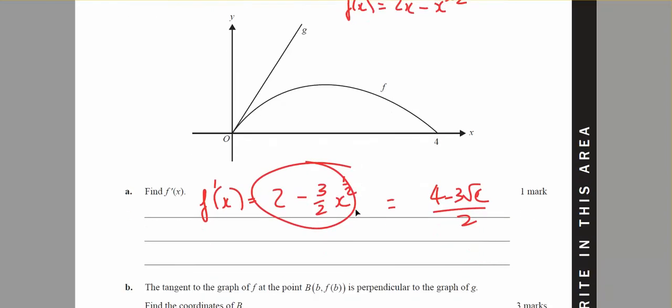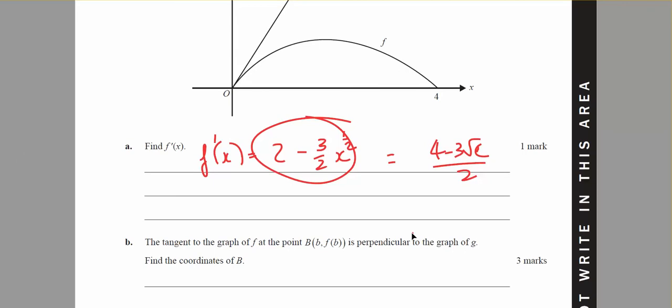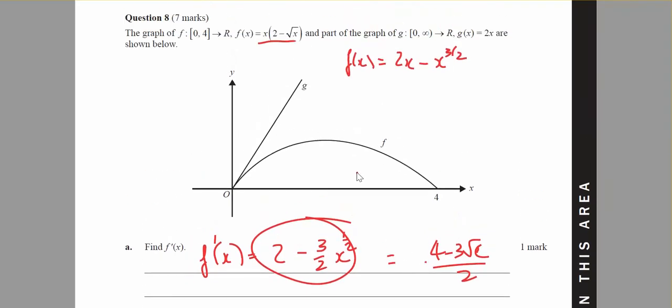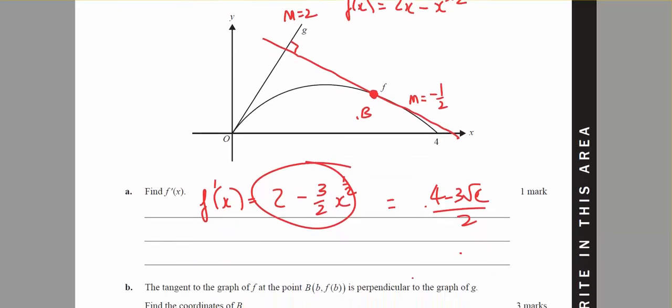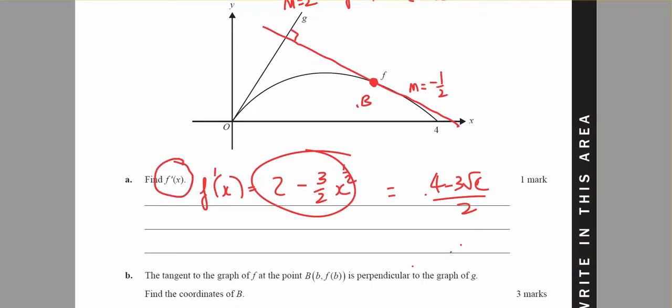Okay, part B then asks, the tangent to the graph at point B is perpendicular to the graph of G. So point B must be about here, and I've got a tangent that touches at B, and it's perpendicular to this line. Well, I know that this line has a gradient of 2 because its rule is 2x. Therefore, if it's perpendicular, the gradient of this line is negative a half. And if I could find when the derivative is equal to negative a half, I'll find the coordinate of B.